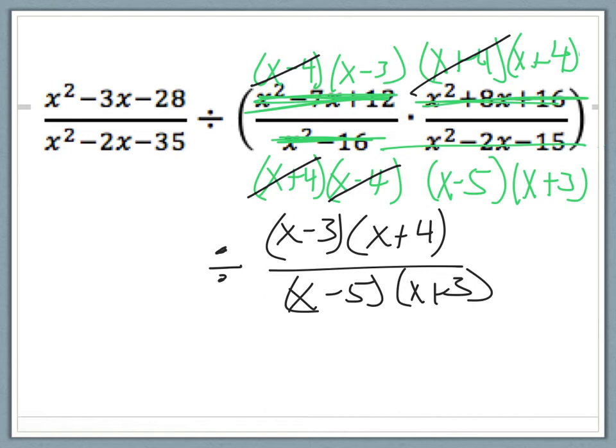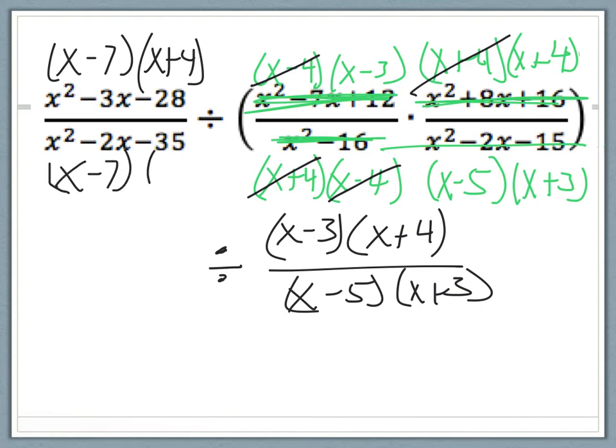I know I'm going to factor them, so let's just factor these top ones real quick. What multiplies to negative 28? Well, that's going to be x minus 7 and x plus 4. And then we're going to have this one, negative 35. Well, I know that that's going to be x minus 7, x minus 5. Okay. I'm going to go ahead and bring that down.